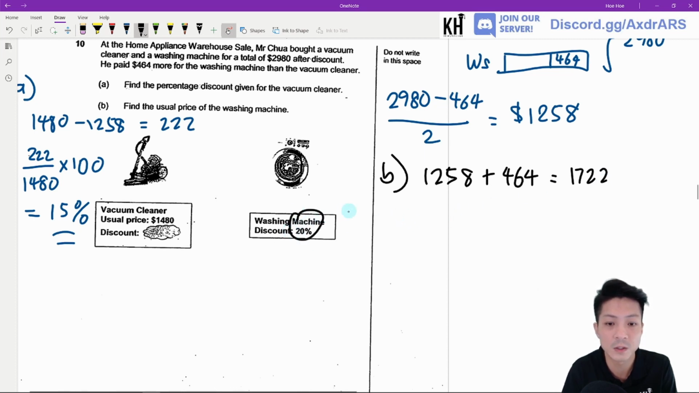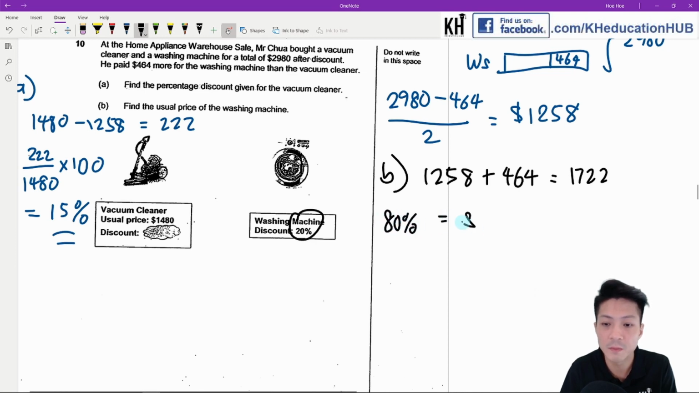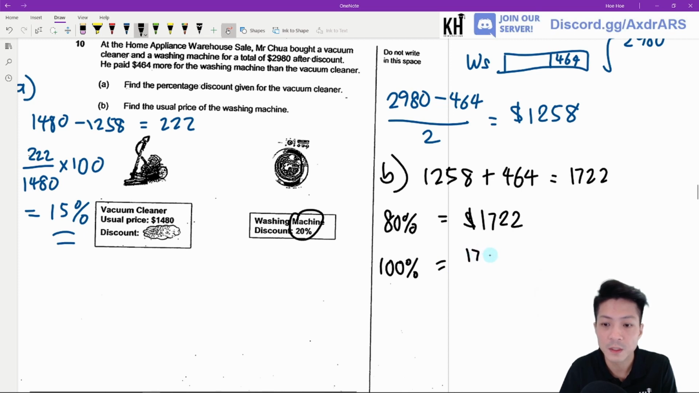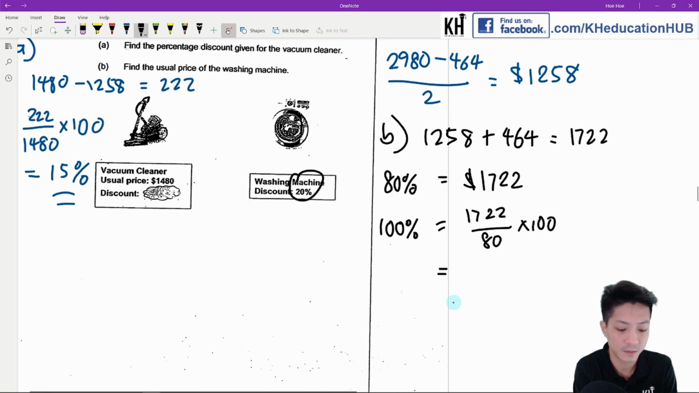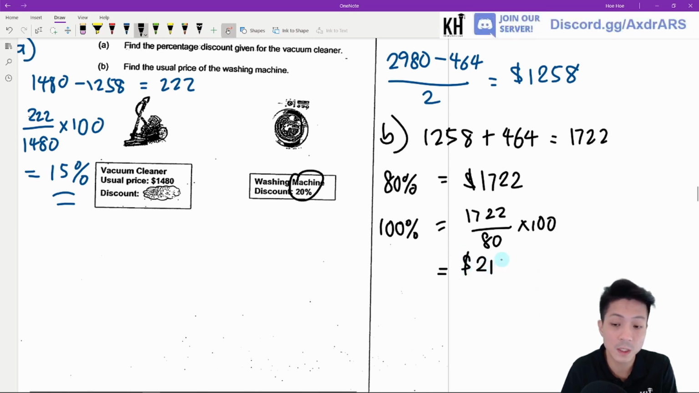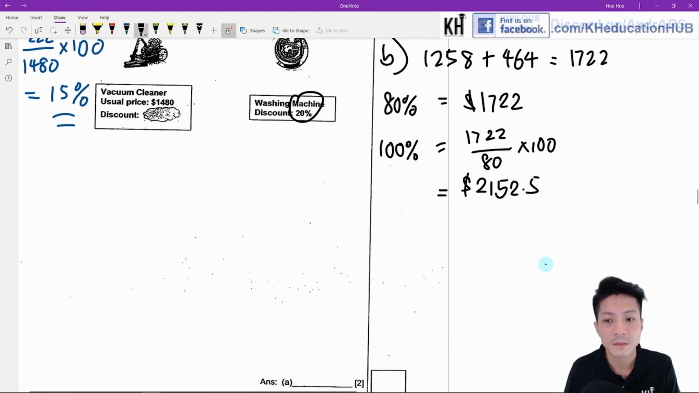$1,722. So there is a 20% discount, which means that 80% is equals to 1,722. So if I want to find the usual price, I just need to use 1,722 over 80 times 100. Okay, that would be $2,152.50. Okay, this is the answer for part B.